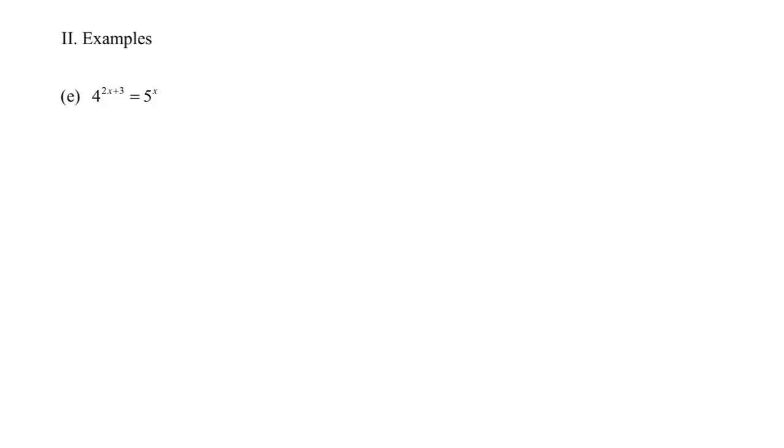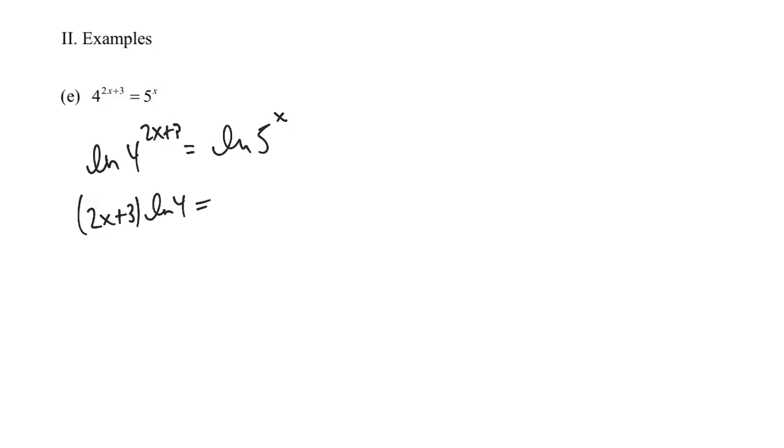And so, first of all, both exponential expressions are isolated, so I'm ready to just jump straight into step 2, which is to take the natural log of both sides. And so I will have the following. And so now what that allows me to do is to move my exponents into the front. And so this is going to be 2x plus 3 times the natural log of 4 is equal to x times the natural log of 5.